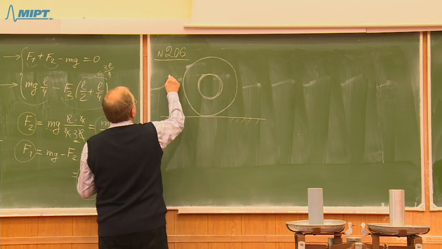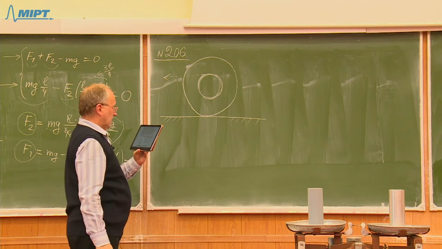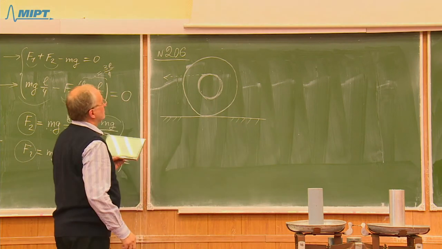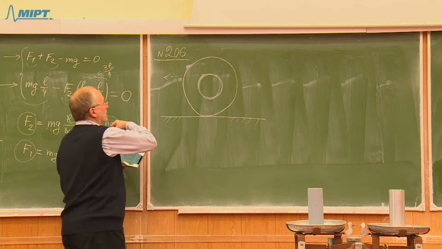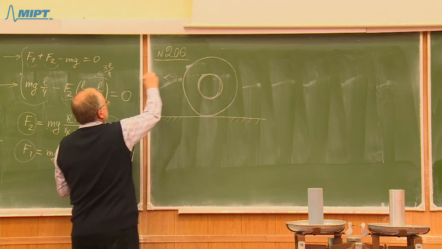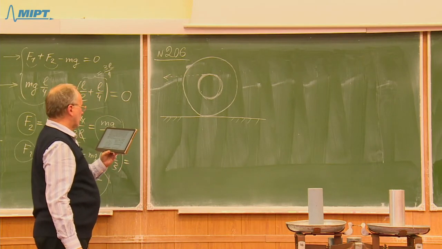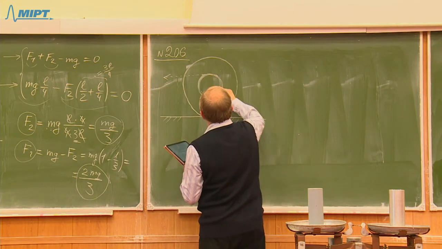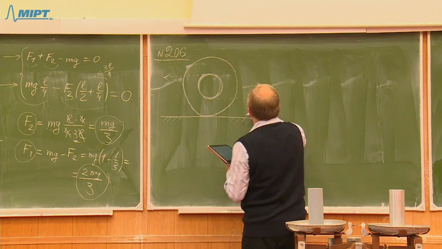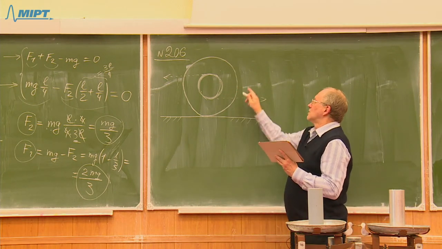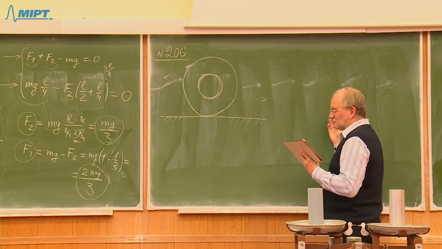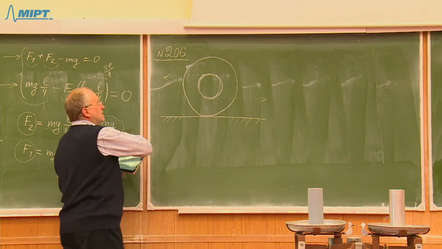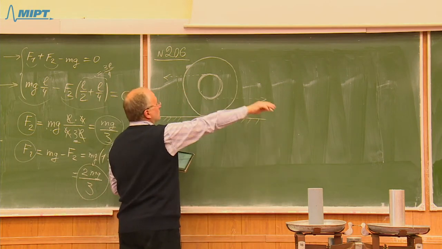If the thread is pulled in this direction, then the spool will roll counterclockwise and move to the left. If I take this spool and pull the thread in the opposite direction, then the spool will rotate clockwise and move to the right. So if we pull here, then the spool moves to the left. If we pull here, then the spool moves to the right.